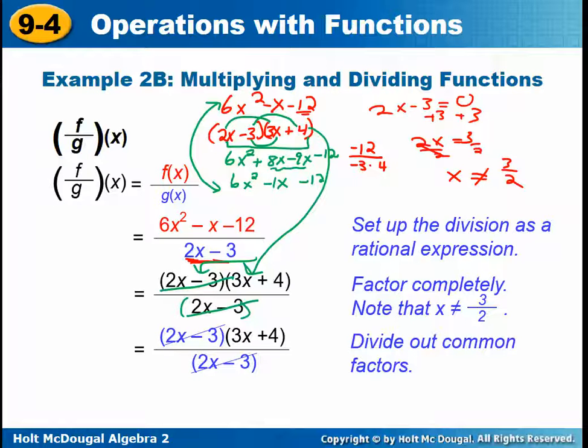You cannot cancel through addition or subtraction. You can only cancel whole factors. Okay, so I am left with just the 3x plus 4. But remember, part of the answer is that x can never equal 3/2 or 1.5, because then you would get 0 in the denominator, and that's not allowed.